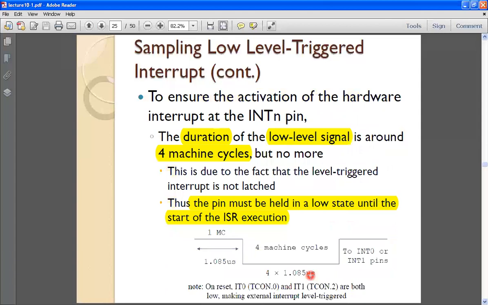So this is all about external hardware low level trigger. If you have any query, please repeat this video and please properly read your book so that you will get a proper understanding of this interrupt program. Thank you very much.